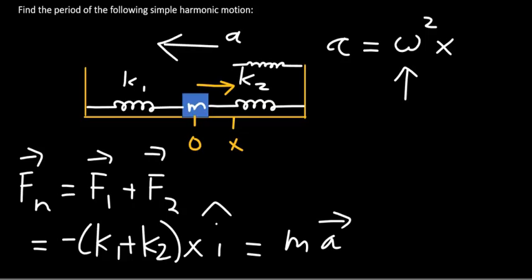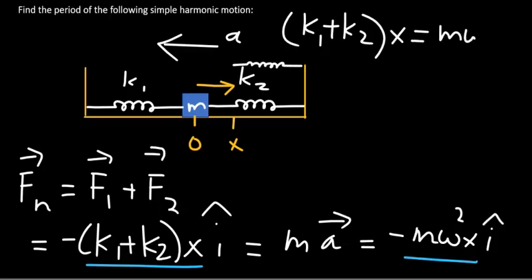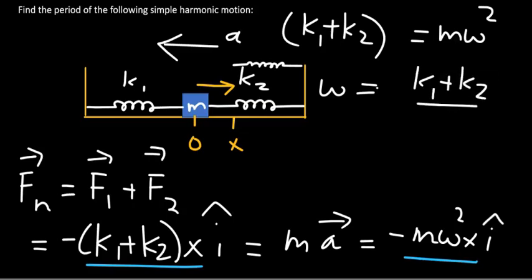Since the direction of the acceleration is leftward, we can write the acceleration in the following manner: minus m omega squared x i hat. Now let's compare this term to that term. We know they are the same. So writing (K1 plus K2) x equals m omega squared x, x goes away. You see the angular frequency omega is quite simply the square root of (K1 plus K2) over mass.